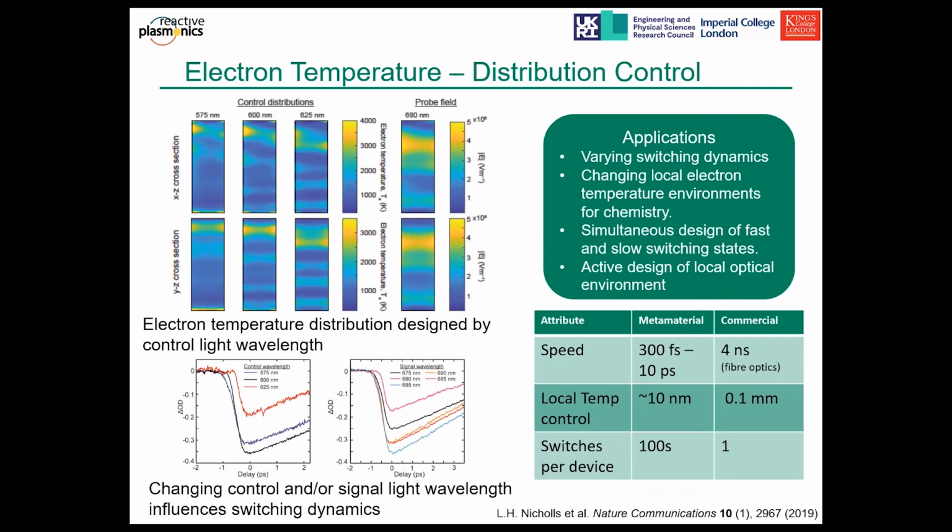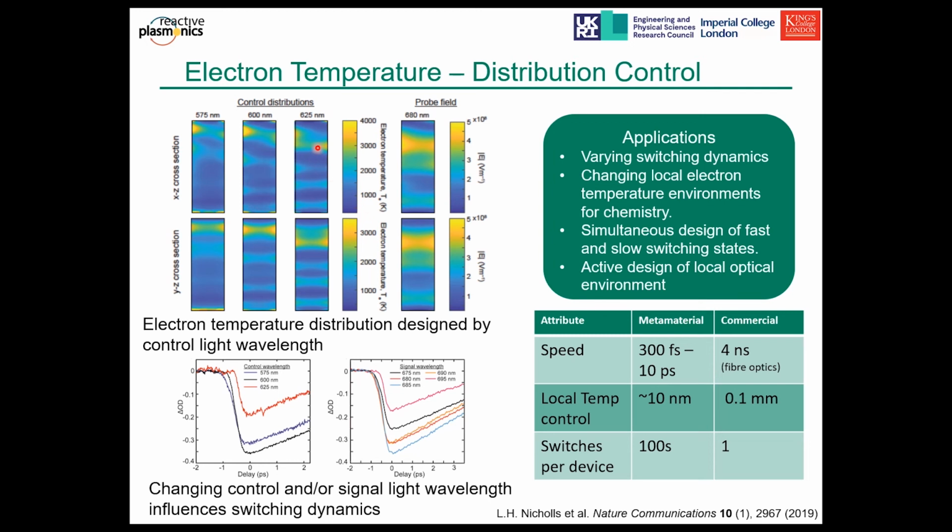The second application I wish to discuss is the control of the distribution of electron temperature in nanostructures. If we look back at the nanorod metamaterial, by changing the control light wavelength, we can change the position of hotspots of electron temperature in the nanostructure itself. This greatly affects the switching dynamics for a signal light pulse and can create both fast and slow switching speeds with the same device. This has an inherent speed advantage over commercial fiber optic switches, but also a versatility advantage in the fact that we can change this switching speed.